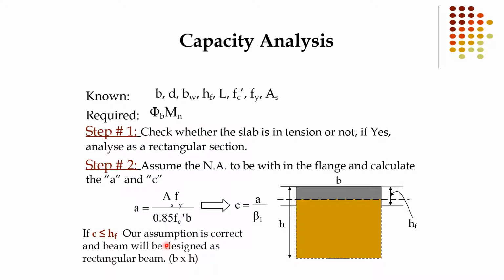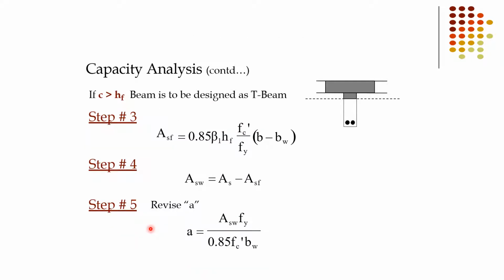And if the c value is greater than hf, the thickness of the flange, then the beam will be designed as a T beam. Then first of all, we will calculate Asf, the area of steel to balance the flexural compression force provided by the flange. Asf is 0.85 beta 1 hf fc prime over fy, times b minus bw. Then to get Asw, the second component, total steel minus Asf will be Asw.